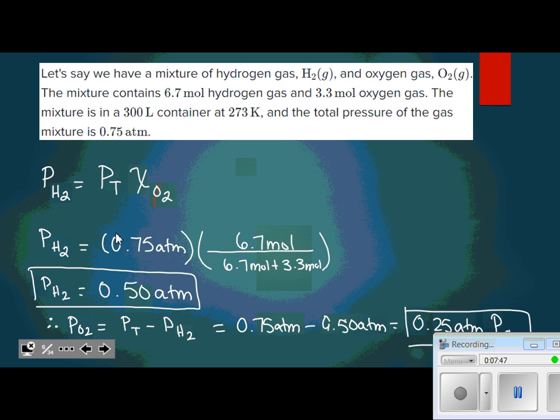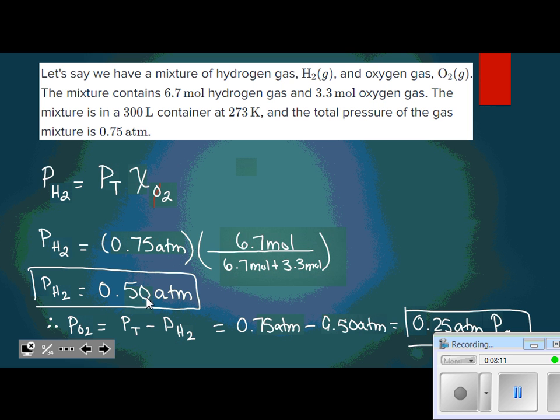So the total pressure is 0.75 atms, and for the mole fraction, there are 6.7 moles of hydrogen in a mixture of 6.7 moles plus 3.3 moles, so I'd add that together. So my partial pressure of hydrogen is 0.50 atms. Same as the other method, this is just slightly different. This gives you a different way to approach the problem.